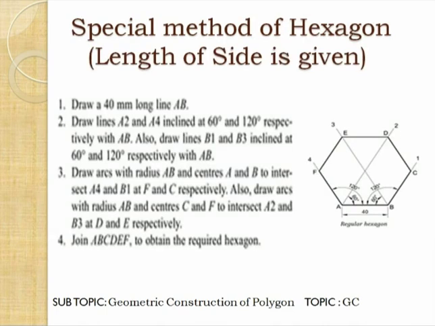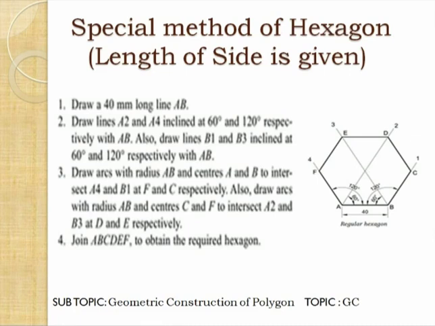Special method of hexagon when length of side is given. Here also we are using the T-square and set square, and we know the internal angle also. Here we are drawing the hexagon, so the internal angle is 360 divided by 6, which is 120 degrees. So first of all you draw the line AB of 40 mm length, then at point B with the help of a protractor you draw two angles, one 60 degrees, another 120 degrees.